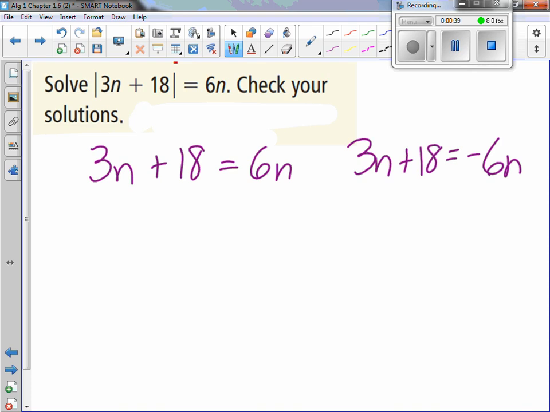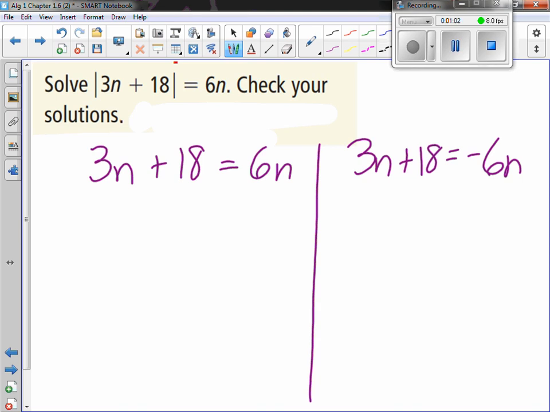One of these most likely won't work, but we can't just predict one or the other. Because it could be that the one with negative 6n actually gives us our actual answer, and the one with 6n gives us our extraneous solution. So there's not always a set rhyme or reason which one will and which one won't. So we have to solve it.